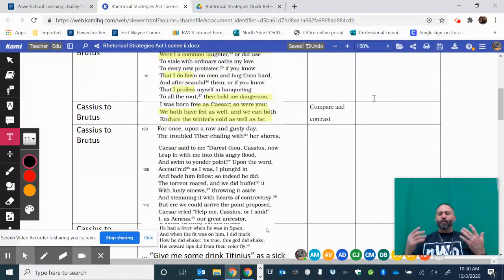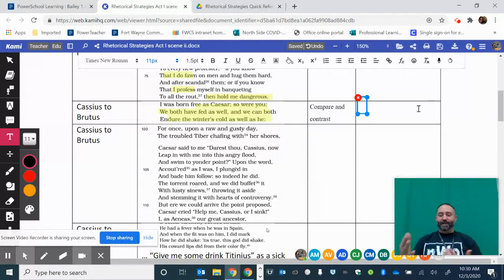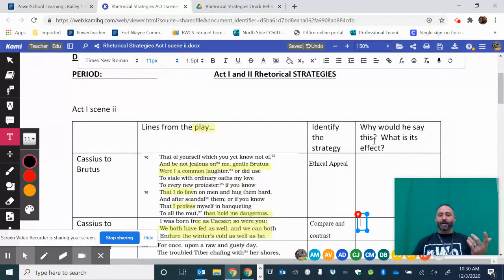Okay? But why would, and that's where you're going to have to add a text box yourself, why would Cassius compare Brutus and Cassius to Julius Caesar? What's his intended purpose here? And that's what you're writing about for this prompt.